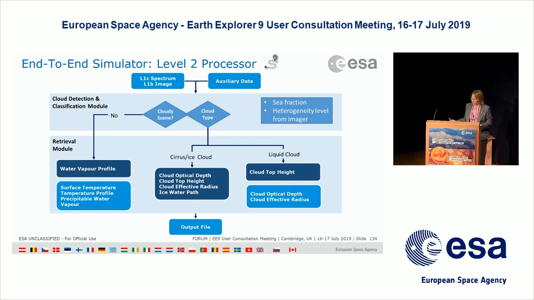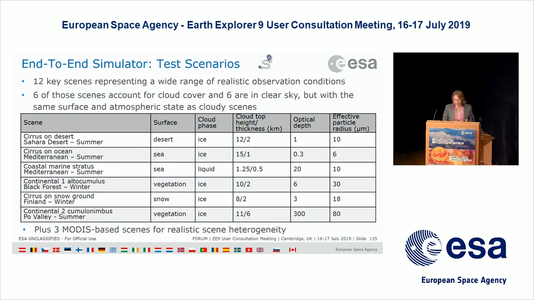So the test scenes that were run through that simulator: we have 12 key scenes representing a wide range of realistic conditions, and 6 of them are cloudy, described here. We have 3 cirrus clouds, and we have 1 very low marine stratus, a liquid cloud at 1.25 kilometers, so it's a challenging case for FORUM. And we also have 2 thicker ice clouds. These are the 6 cloudy scenes, and then in order to compare them, we just take the clouds out and treat them as clear sky.